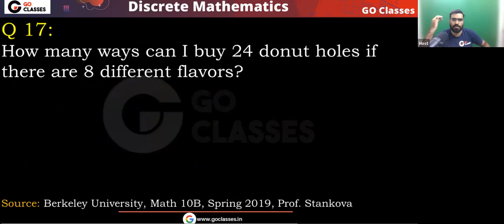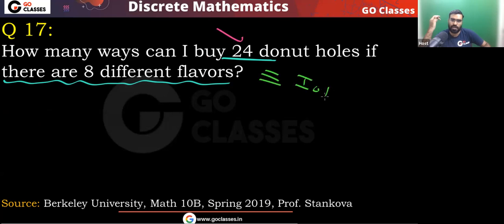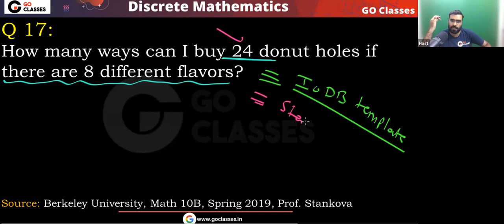So let's see this question. Question number 17. How many ways can I buy 24 donuts if there are 8 different flavors? Total 8 different flavors are there, and you want total 24. Which template is this? Again your IODB template, star bar. Your favorite star bar.